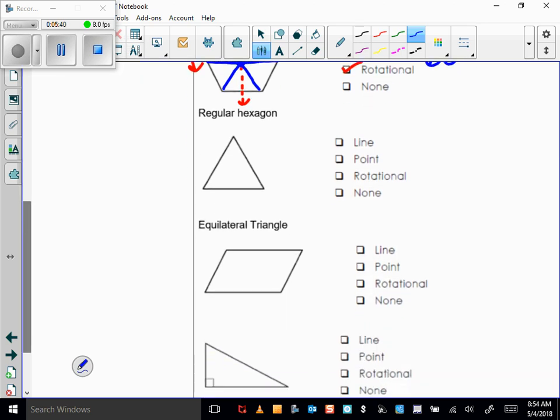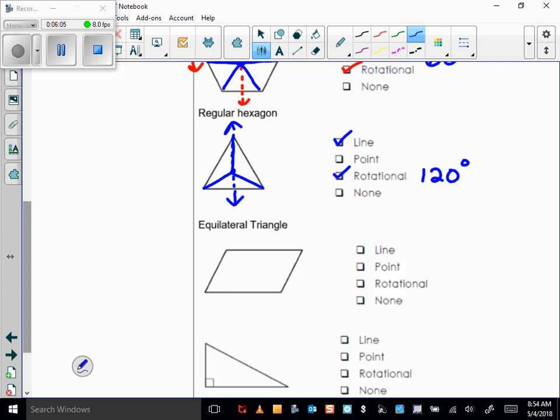Okay, how about the equilateral triangle? Is it going to have line symmetry? Sure it is. Right there's the line of symmetry. So I got line symmetry. Let's check rotational symmetry. Actually, we had that for the example on the previous page, but we know that it does have rotational symmetry. If I rotate it 120 degrees, it maps onto itself.